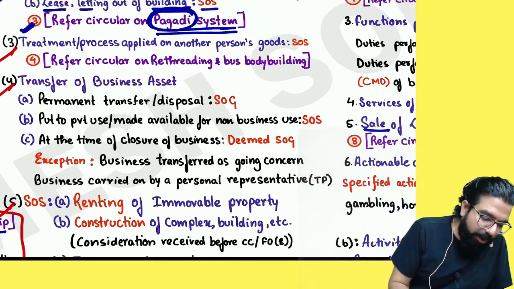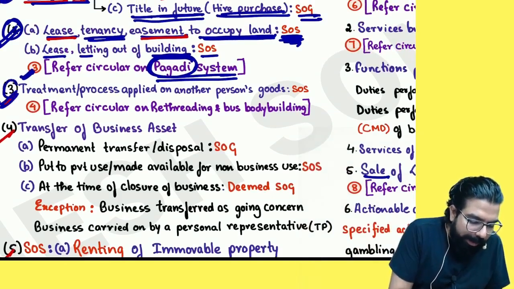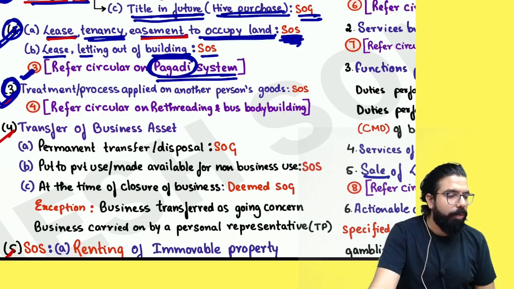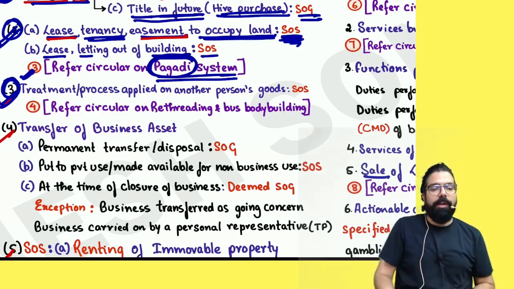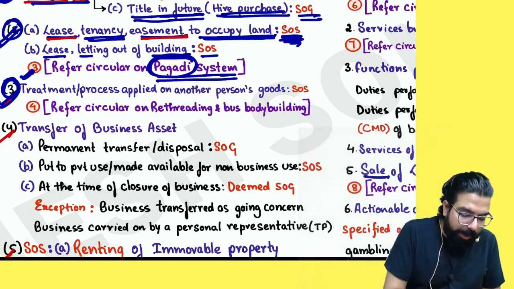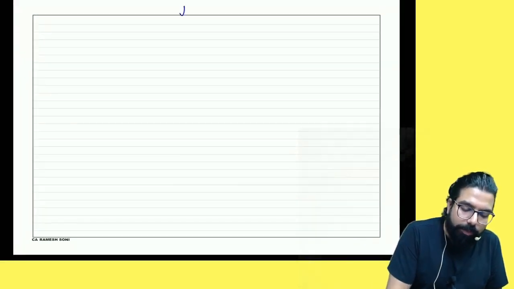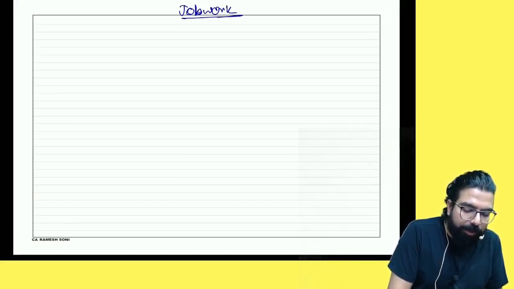Chalo. Everyone over here now. Now let's move to the third one. The third one goes ahead and talks about transfer, treatment or process applied on another person's goods. People listen. This is also called job work. Please listen carefully. Job work.